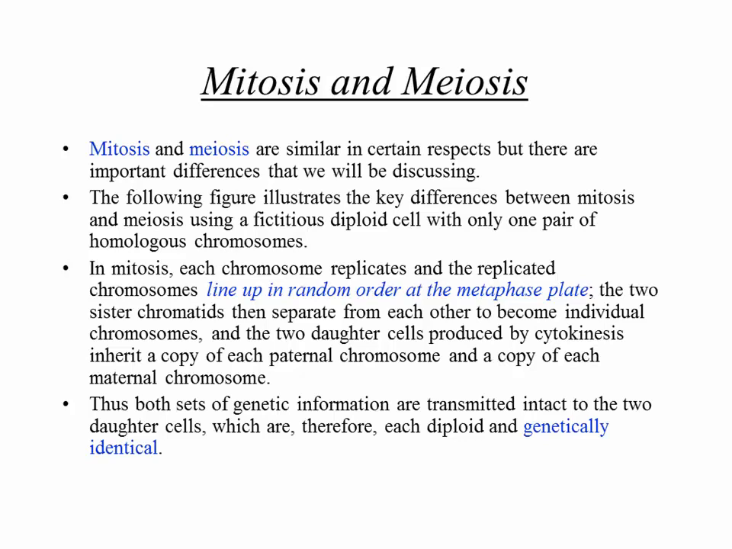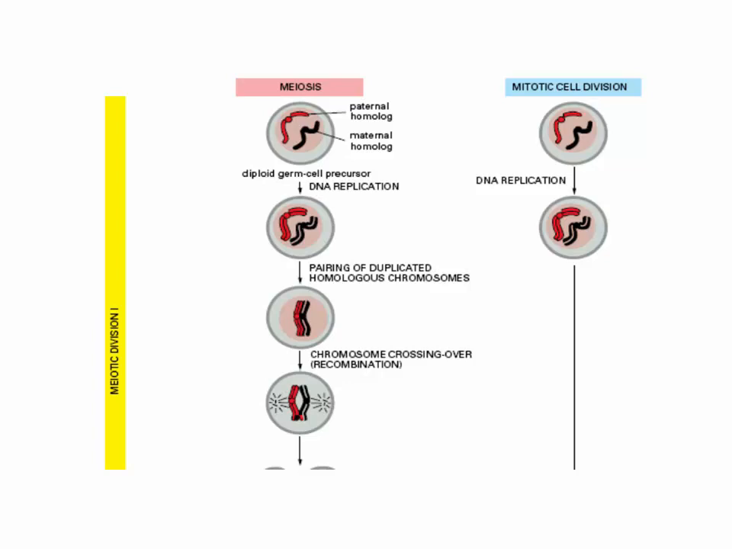Now, mitosis and meiosis are similar in certain respects, but there are important differences that we will be discussing. And again, I think the best way to do that is to look at the figure, and then we'll go through the text. So let's look at this figure. First, if you look at mitotic cell division, that's on the right. In mitotic cell division, if you're looking at a human cell, there are 23 pairs of chromosomes. I'm going to focus attention only on one pair of chromosomes.